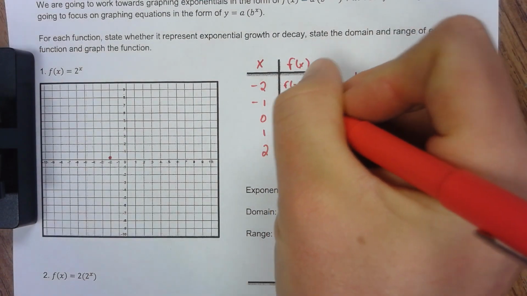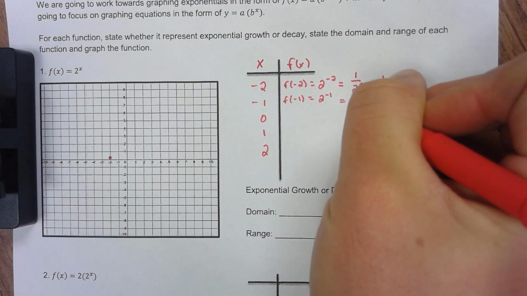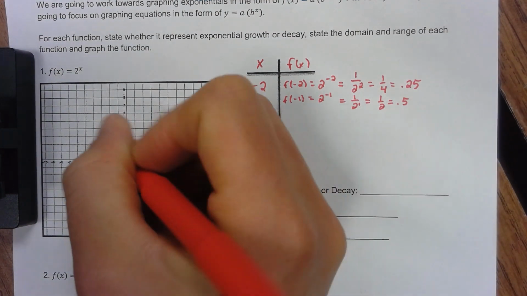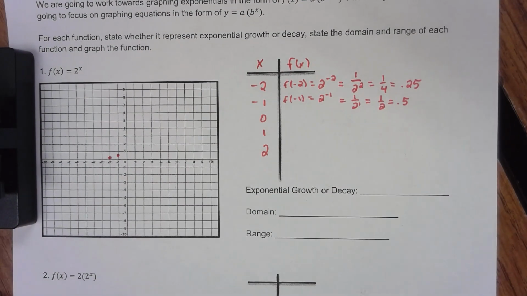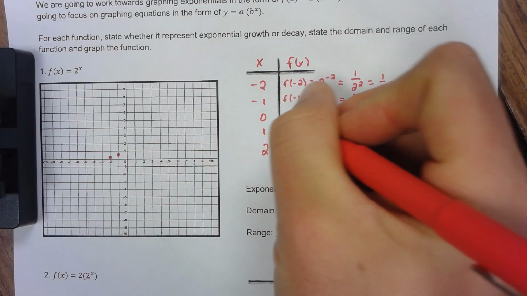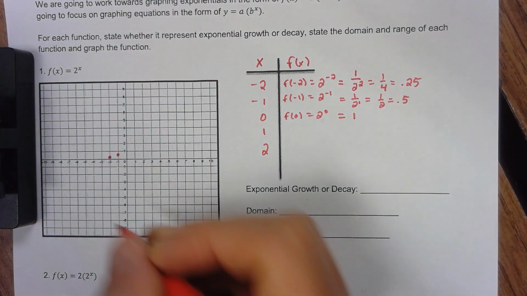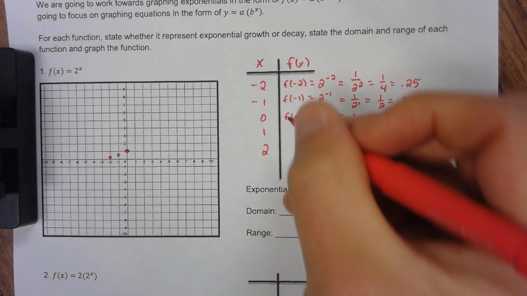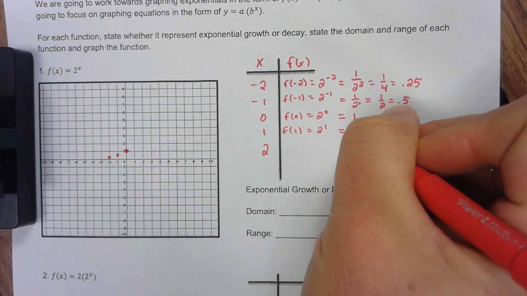Then we have f of -1, very similar idea, where now it's 1 over 2 to the power of 1, which is 1/2, which is 0.5. So we're growing just a little bit from -2 to -1. Then f of 0, so 2 to the power of 0. Anything to the power of 0 is 1. So we've got (0, 1). And then we have 2 to the power of 1. That's a little bit more straightforward. That's just 2.